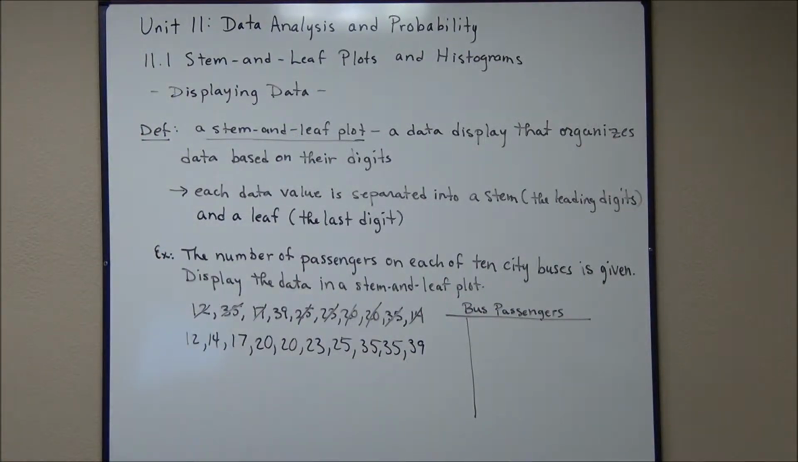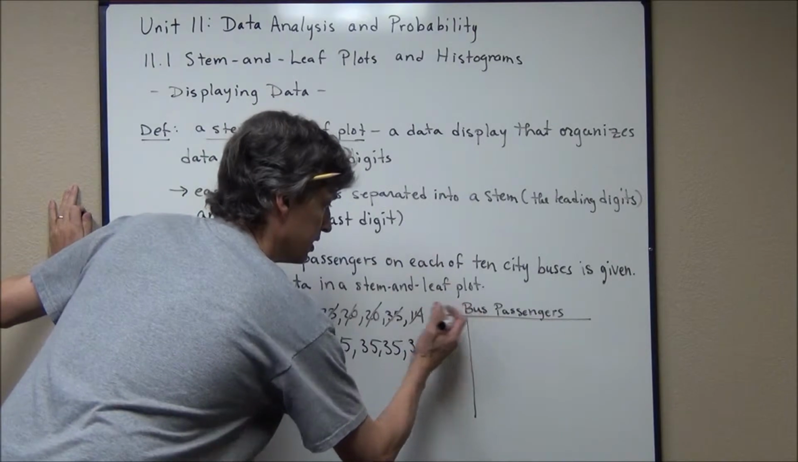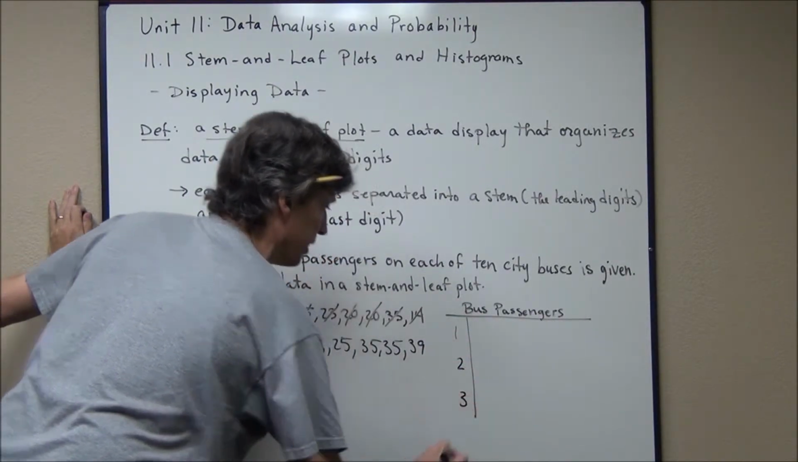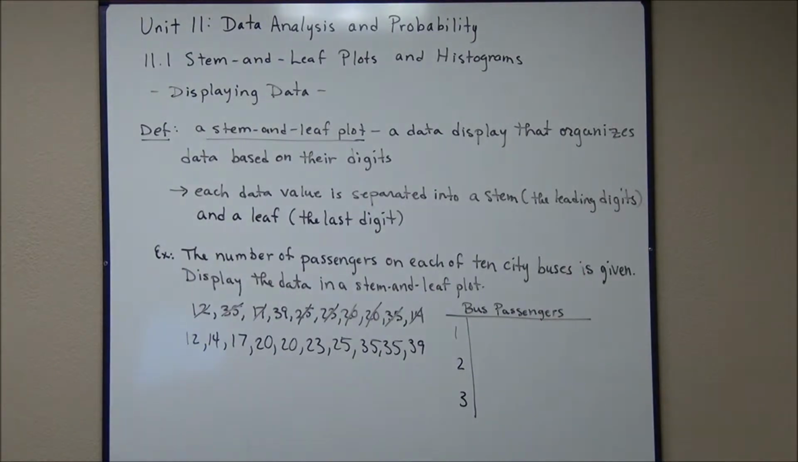Now notice here that my leading digits on each of these 10 numbers range from 1 to 3. So that's what I'm going to put onto the left side of this dividing line. I'm going to put the digits 1, 2, and 3. Now, those are the stems. Now the leaves are the units digits for each one of these, which is why I put them in order. I want them in order over here.